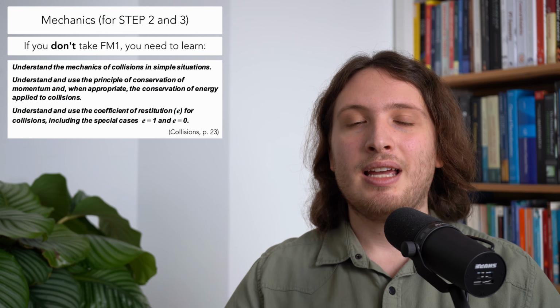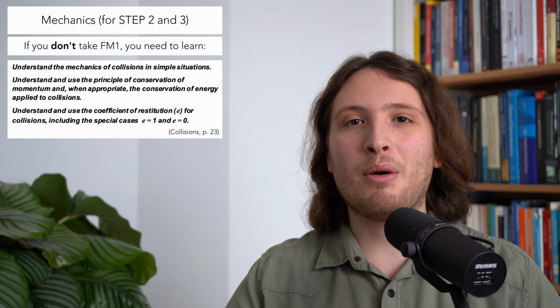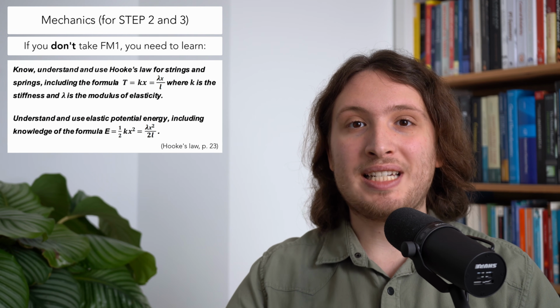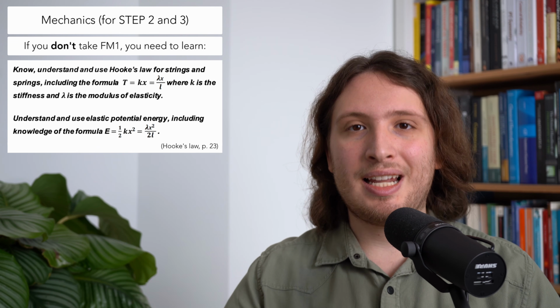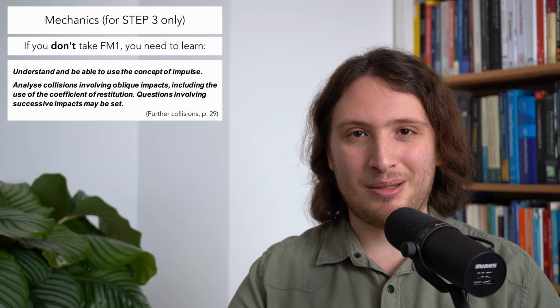You'll also need to be familiar with one-dimensional collisions, in particular the use of conservation of momentum, and the idea of a coefficient of restitution. You'll also need to learn the basics of elasticity, Hooke's law for tension, and the formula for elastic potential energy. For step 3, you'll also need to learn about oblique collisions and the idea of impulse.